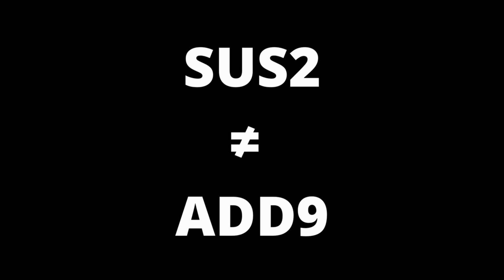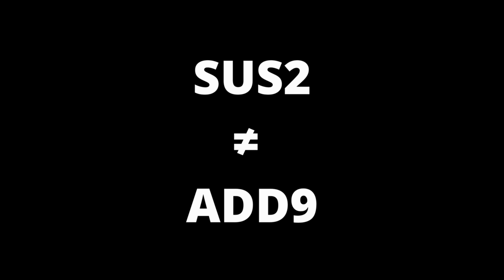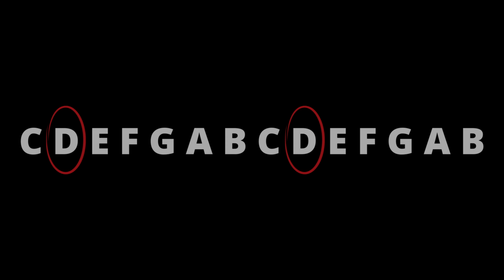Before I move on, just be aware that sus2 chords are not the same as add9 chords. If you look at the C major scale, you see that the second note is D. After the seventh note, the scale repeats. So the eighth note is C and the ninth note is D. So the second and ninth notes are the same.